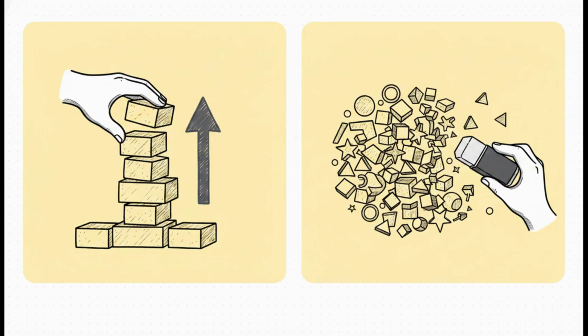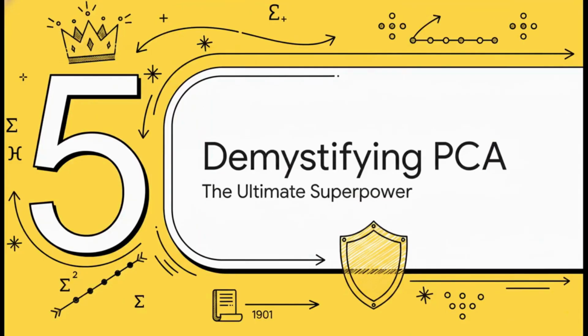Backward selection is the exact opposite approach. You start with the entire massive data set of all your features. Then, step by step, you find the most useless feature and you remove it. You keep trimming the fat until taking away another variable actually starts hurting the model's overall performance. Both methods are great, but sometimes, merely selecting existing features just isn't powerful enough. Sometimes we really need extraction. And that brings us to the climax, Section 5, Demystifying PCA, the ultimate superpower.